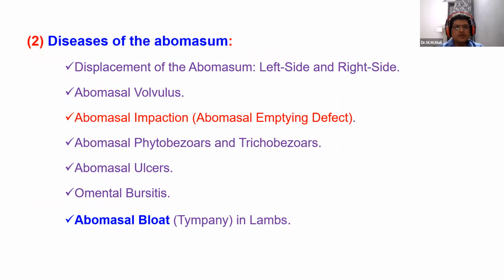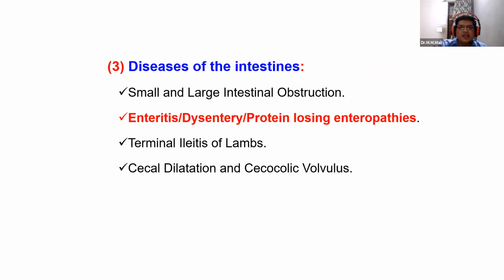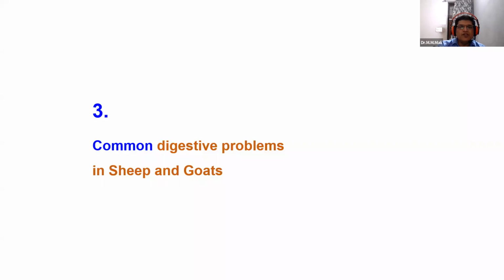The next is diseases of the abomasum. The displacement of abomasum, either right side or left side, volvulus, abomasal impaction, abomasal phytobezoars, trichobezoars, abomasal ulcers, omental bursitis, abomasal bloat. So these diseases are related to the abomasum. The next category is diseases of the intestine that include small and large intestinal obstruction, enteritis, dysentery, protein losing enteropathies, terminal ileitis of lambs, cecal dilatation, and cecocolic volvulus. We will discuss one by one the common digestive problems in sheep and goats.